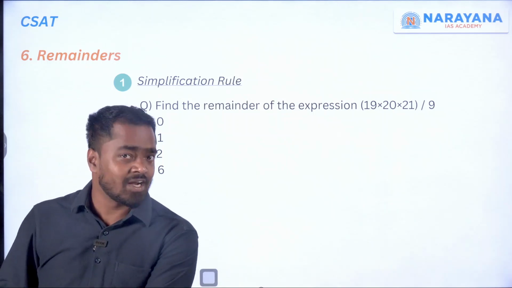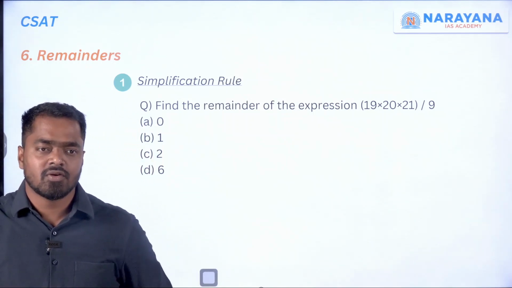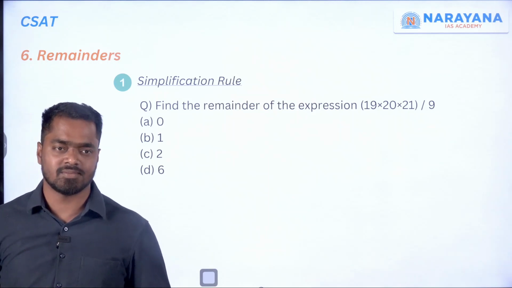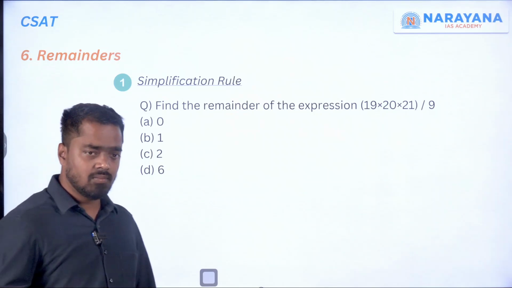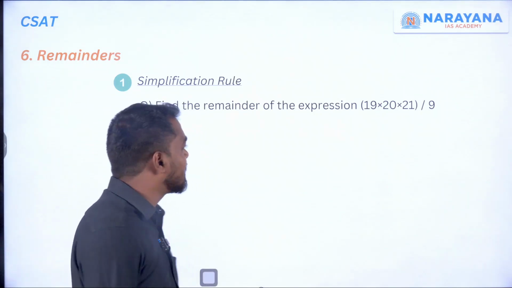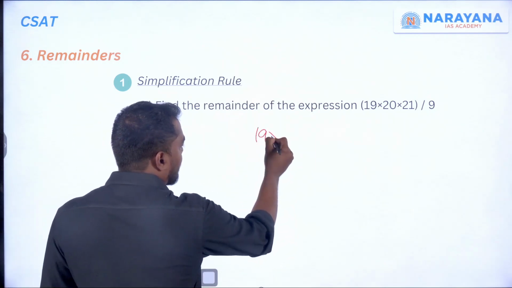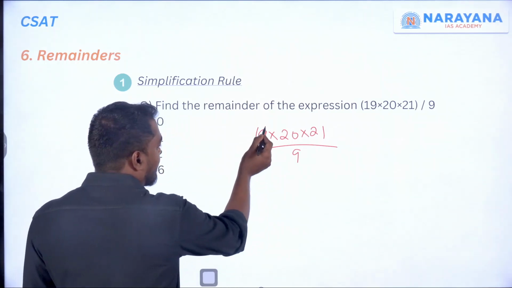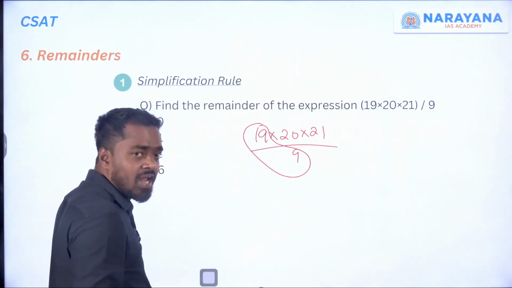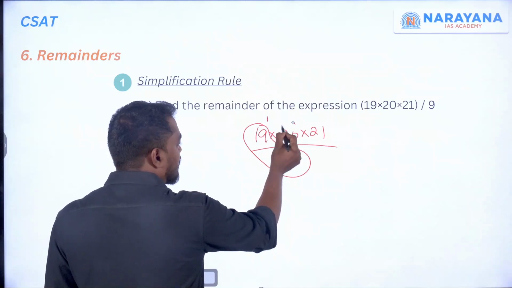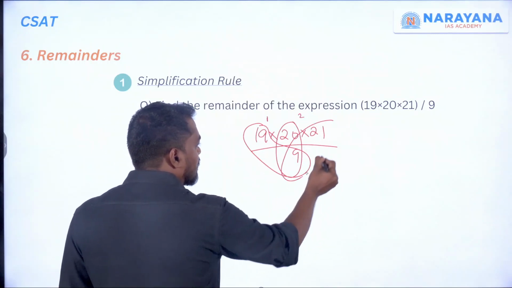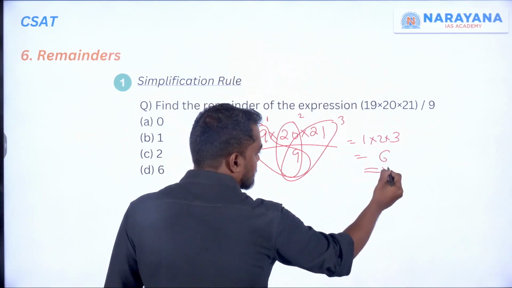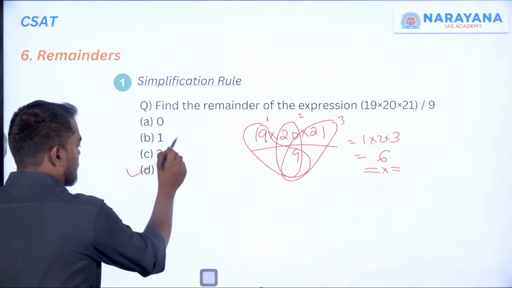Understood? This is the simplification rule. Applying the simplification rule, try to solve this problem. Find the remainder of the expression 19 into 20 into 21 divided by 9. If you apply the simplification rule, it is very easy. 19 by 9, what is the remainder? 9 twos are 18, 1 is the remainder. For 20, 2. For 21, 3. So the remainder is 1 into 2 into 3. That is nothing but 6. Option D.